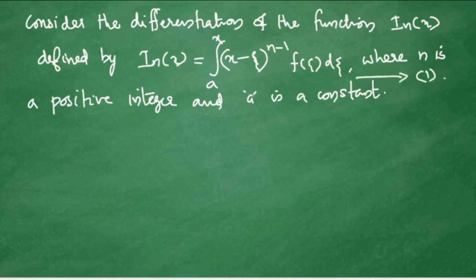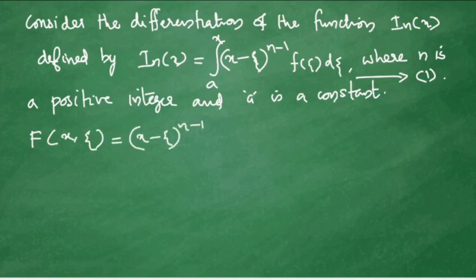So as an application of the Leibniz formula, we are considering one function I_n of x, which is defined like this, which is an integral of the function x minus theta raised to n minus 1 f of theta. Then we have to find its differentiation by applying the Leibniz rule. So comparing this with the Leibniz rule, the function to be integrated, f of x theta, is x minus theta raised to n minus 1 f of theta. So this is our function.